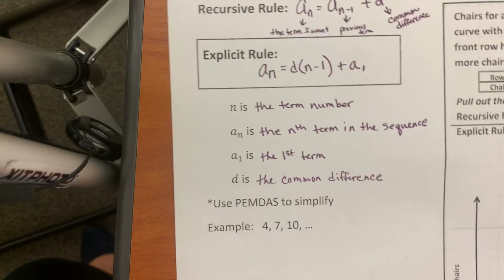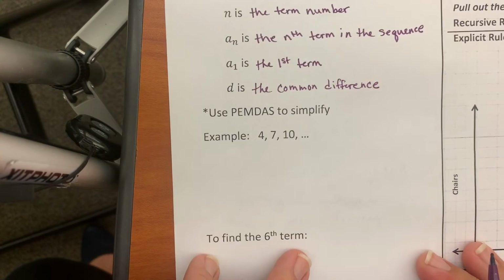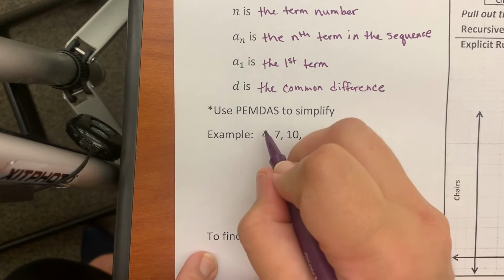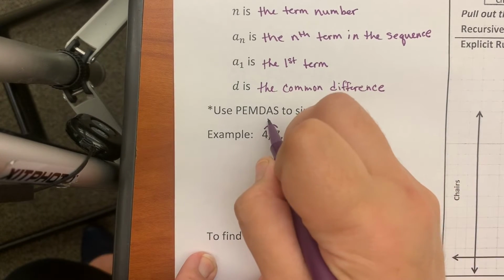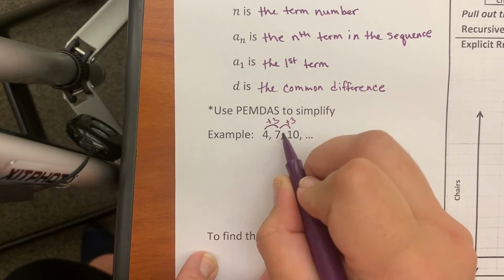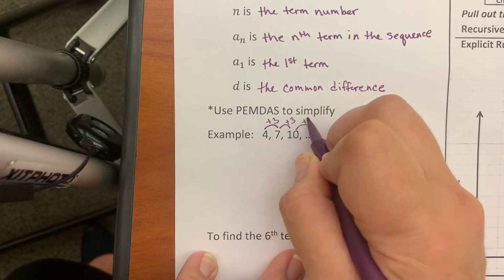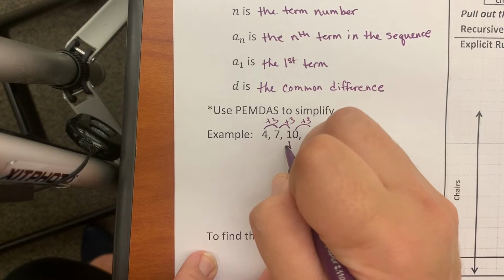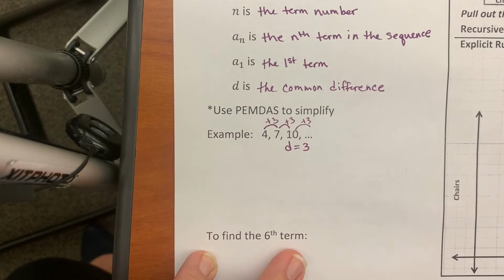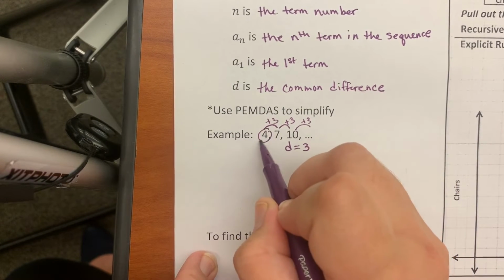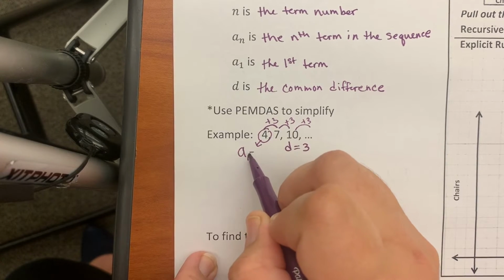Now we're going to look at an example of an arithmetic sequence: 4, 7, and 10. We notice that it is increasing by 3 continually. 4 plus 3 is 7, 7 plus 3 is 10. We would do 10 plus 3 to get the next term, which would be 13. That tells us that our common difference, which is d, is 3. The other piece of information that we need to know is our first term. The first term in the sequence is this 4 in the front here. So our a sub 1, first term, is 4.